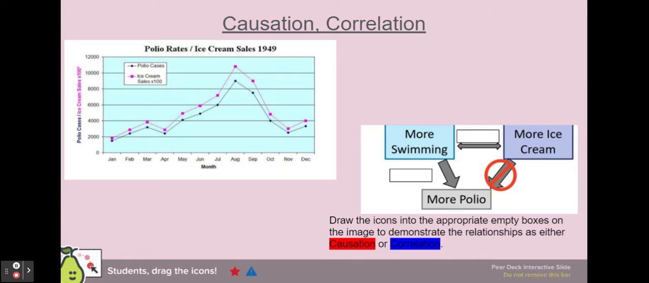So in this paradox slide, you're going to be dragging the icons into the appropriate empty boxes. So the red is going to indicate causation, the blue is going to indicate correlation. So again, just drag the icon, red being causation, blue being correlation, into the empty boxes that are on this slide.